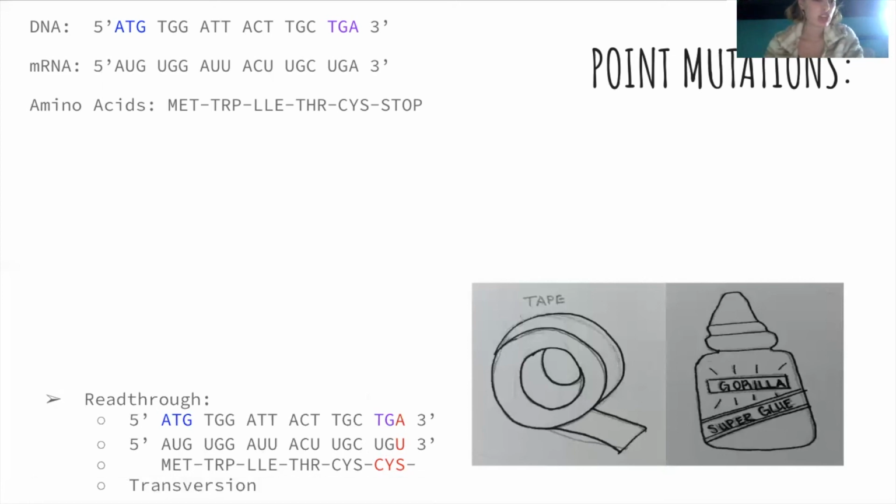So it's going to change the stop codon to a cysteine. And the chain is now able to continue on until the next stop codon appears. This is an example of a transversion because it's changing the A to a T. We can use the comma and period analogy again, except switch it.